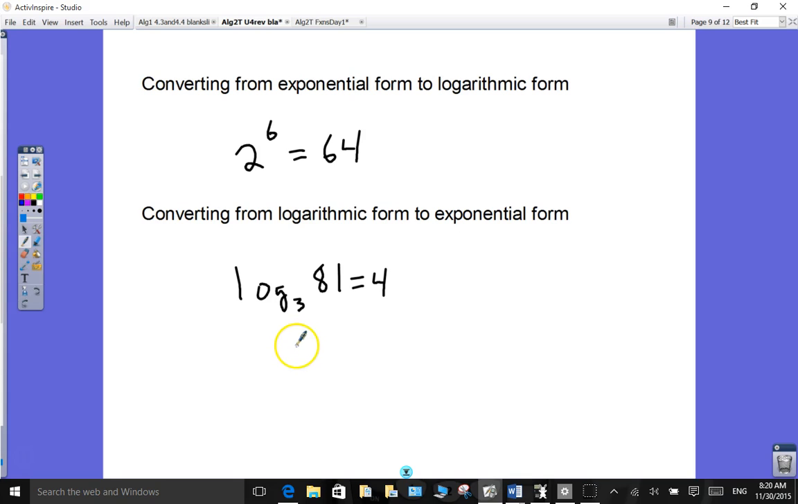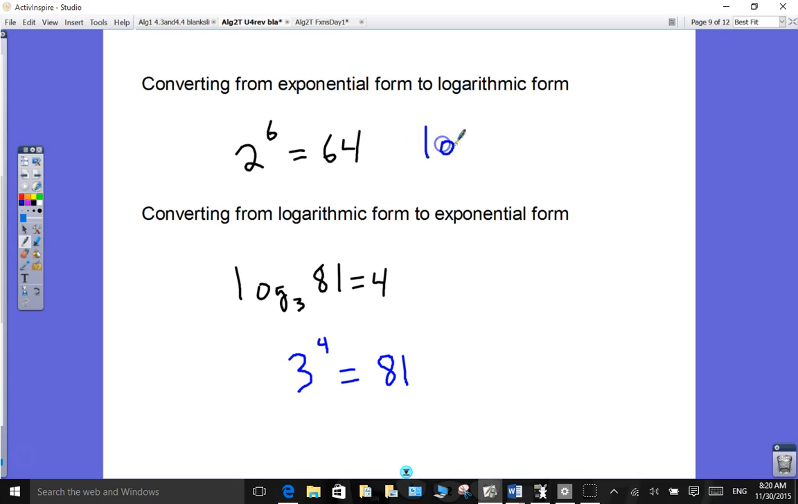That would be 3, same base. The exponent is whatever the logarithm equals, 81. Right? What we didn't do is, like on the top, convert that exponential form to logarithmic form.